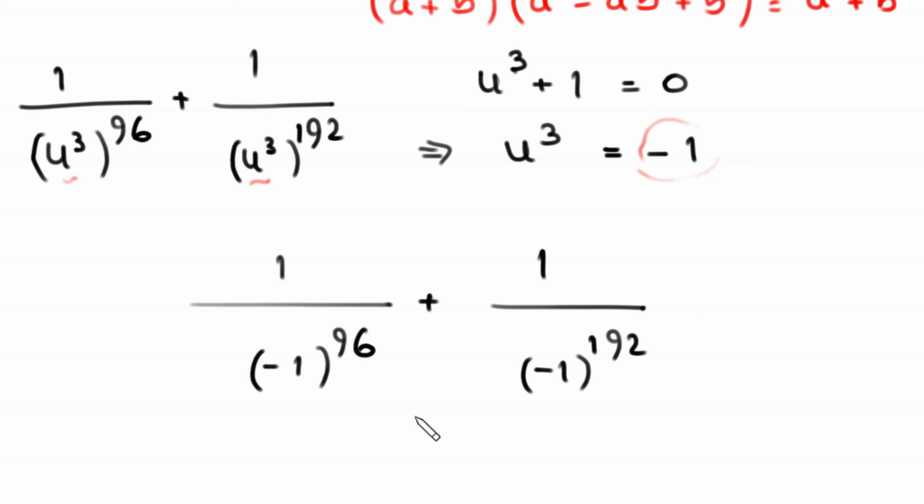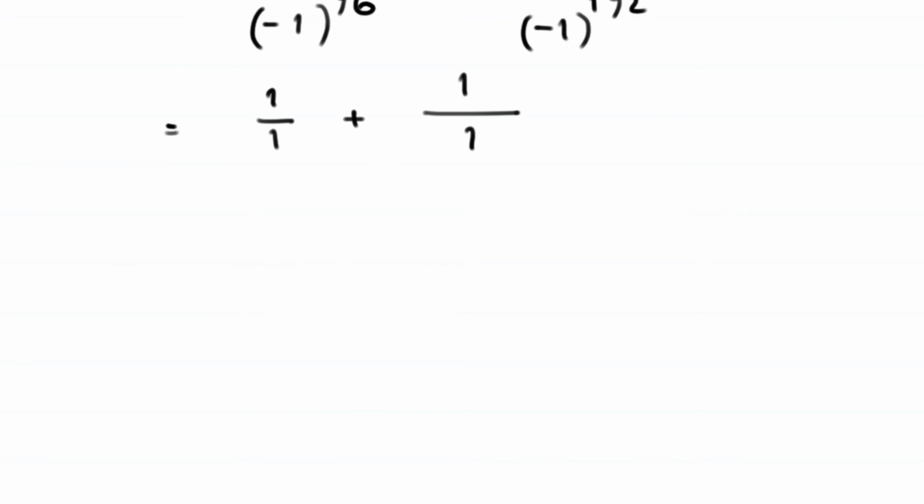This will be equal to 1 over negative 1 to the power 96 will become positive 1. So this will become 1 over 1, plus in the same way, negative 1 to the power 192 will become 1. Further simplify, this will become 1 plus 1, and this is equal to 2.